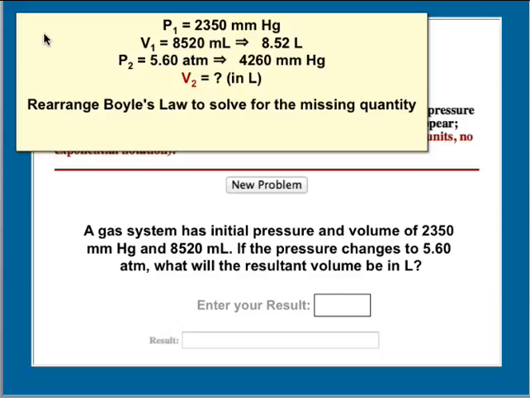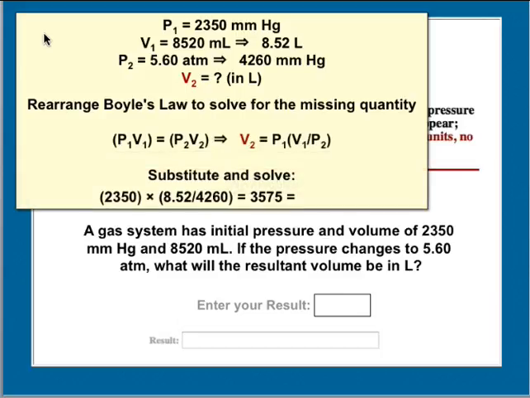And again, here we're looking for V2. I converted V1 into liters just to make it easy. Our equation looks like this: P1, V1 divided by P2, that's what we want. We do our simple math, and we're left with 3.58 liters.